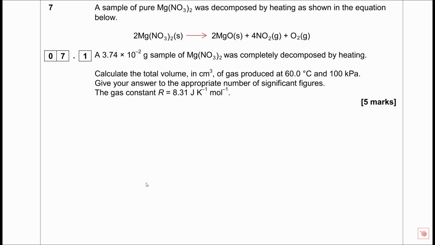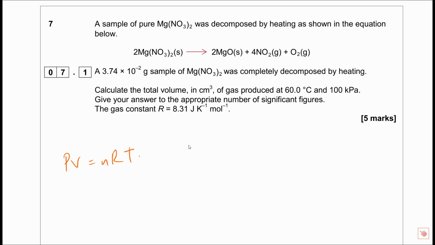Oh, this isn't too bad. Straight away I'm looking at this, we've got a PV = nRT situation there. PV equals nRT. We start off with that though. Example of pure magnesium nitrate, and what's decomposed by heating is shown in the equation. The 3.74 gram.